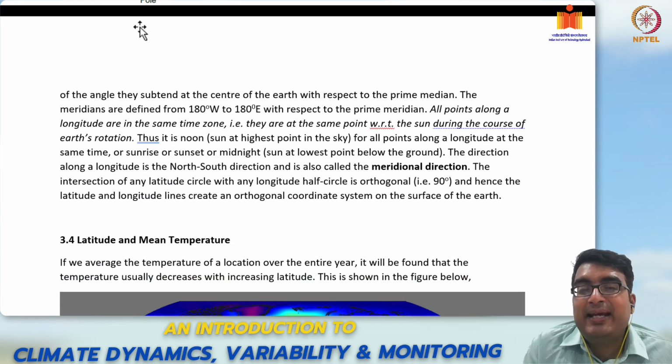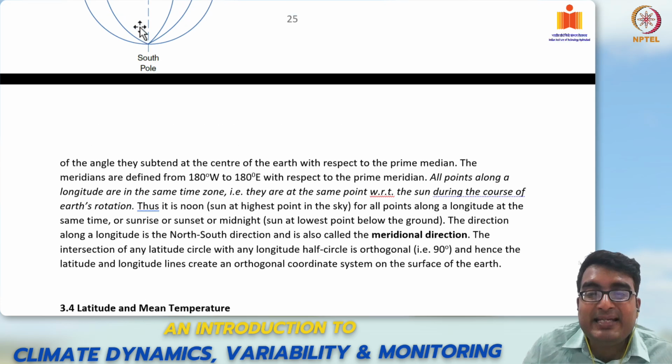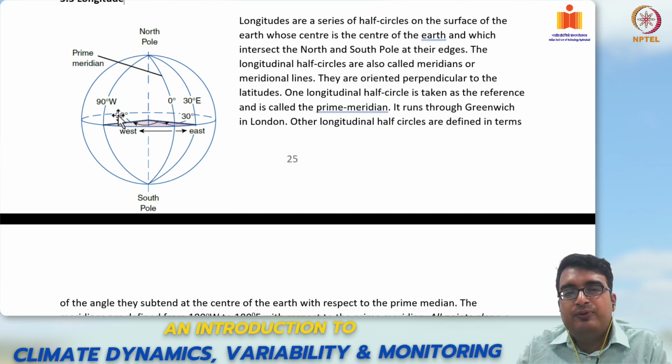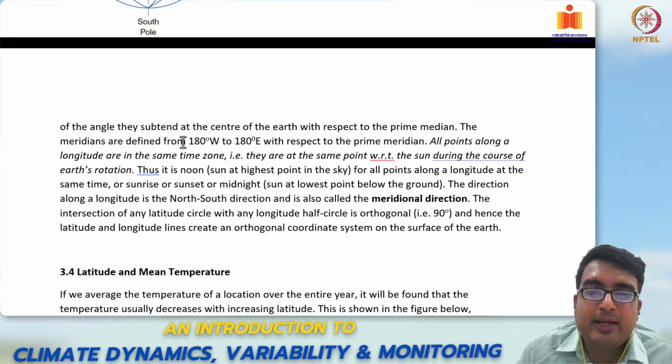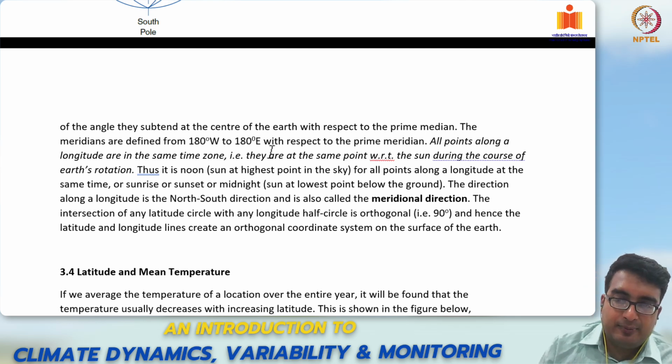The meridians are hence defined in terms of 180 degrees west and 180 degrees east of the prime meridian. So this is the 0 degree meridian. You can move this way and you make this angle here. So this is 90 degrees west. If you go in this direction east of it and you subtend an angle with the center of the Earth, this is 30 degrees east. So this way you can go from 180 degrees west to 180 degrees east with respect to the prime meridian. All points along a longitude are in the same time zone.